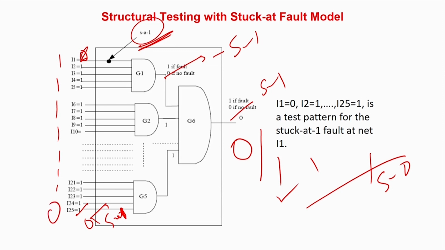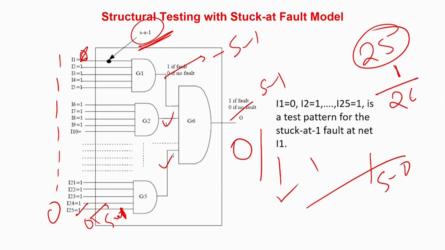So how many patterns will be required? As you can see, you will be requiring 25 patterns, because each pattern will verify the input line does not have a stuck-at 1 fault. And along with each pattern, not only test the input faults, but also will test this fault as I have shown you, and also the stuck-at 1 fault at the output. So 25 plus 1, 26 patterns are actually solving the problem for you.